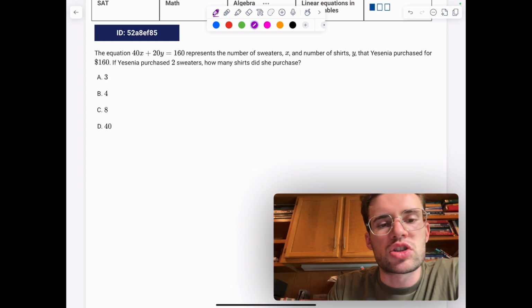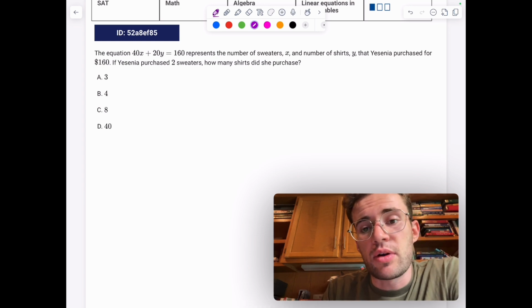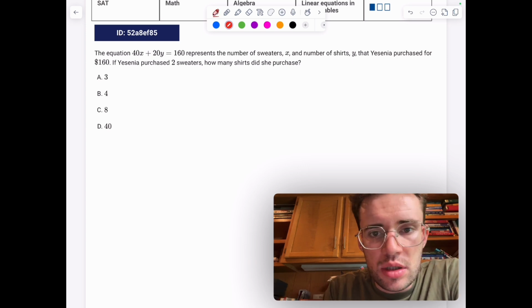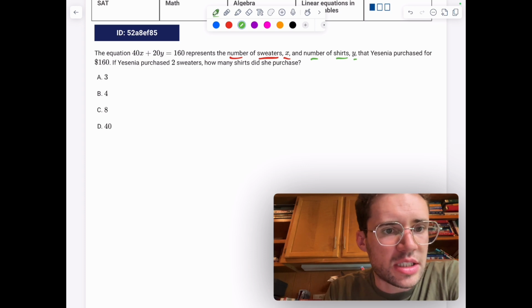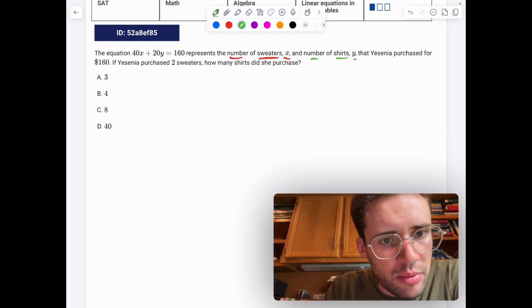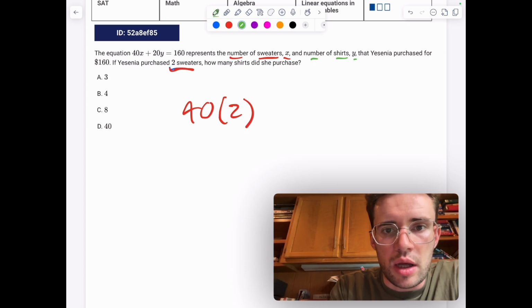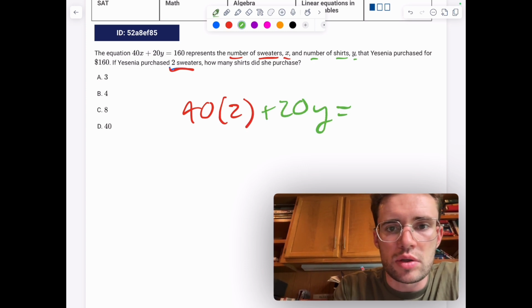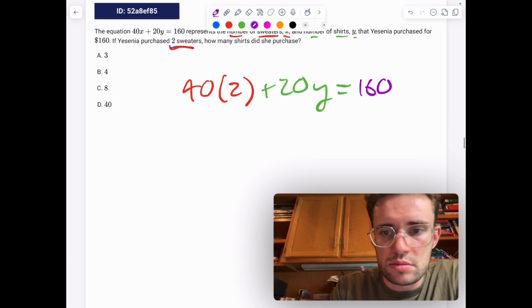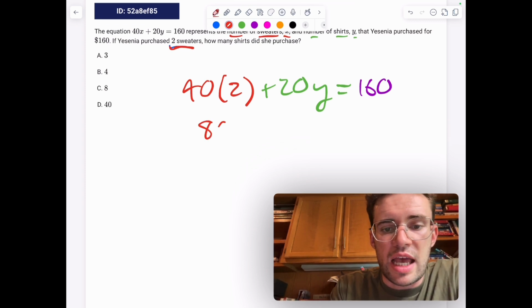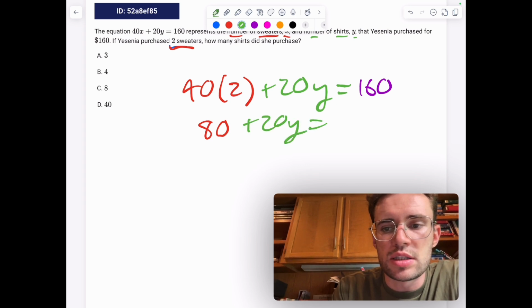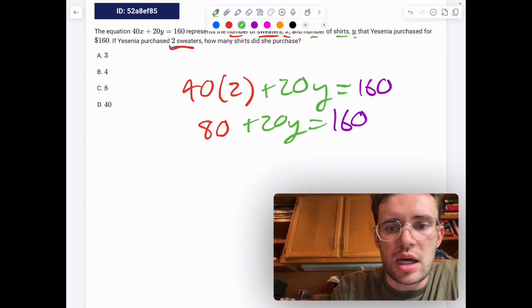The equation 40x plus 20y equals 160 represents the number of sweaters, x, and the number of shirts, y, that Yesenia purchased for $160. So 160 is the total. If Yesenia purchased 2 sweaters, how many shirts did she purchase? That would mean that x is 2, and then you're just solving for y. So 40 times 2 plus 20 times y equals 160. And we're just figuring out what y is. 40 times 2 gives us 80. So 80 plus 20y is equal to 160. And then to get our y alone, we'll subtract 80 from both sides. 160 minus 80 is 80.